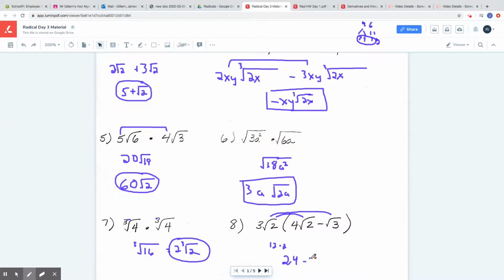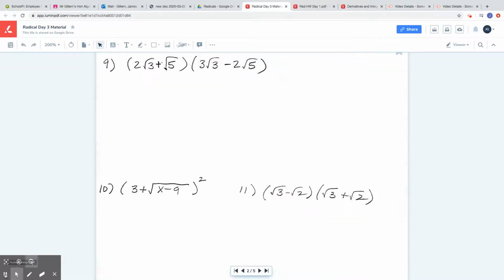3 root 6, because 3 times 1 is 3, 2 times 3 is 6. So it's 24 minus 3 root 6. All right, number 9. Got 2 terms here, 2 terms here.